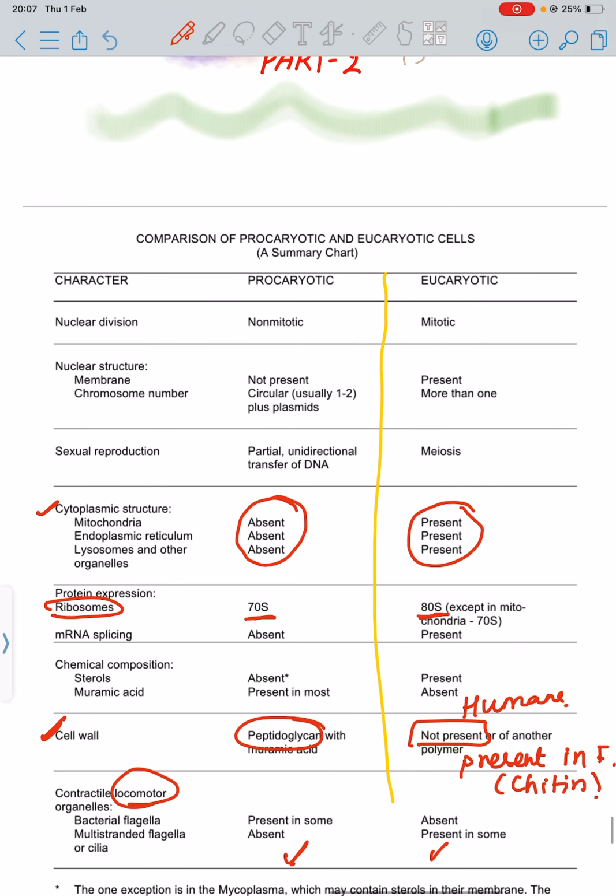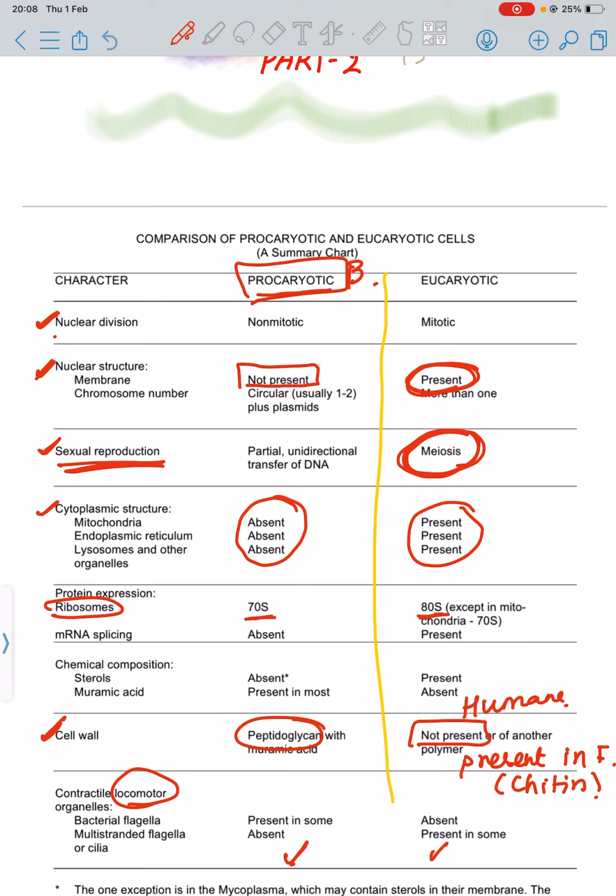Talking about the nuclear structures. Okay, nuclear structure is circular in case of prokaryotes, and it also has plasmids. But eukaryotes, they have a nuclear membrane, which is not present in bacteria. Okay, and we also mentioned about the reproduction part. These eukaryotes, they undergo meiosis, but these prokaryotes, that is bacteria, do not undergo sexual reproduction. They undergo binary fission.